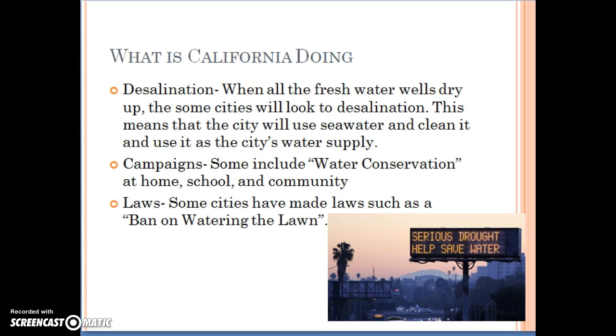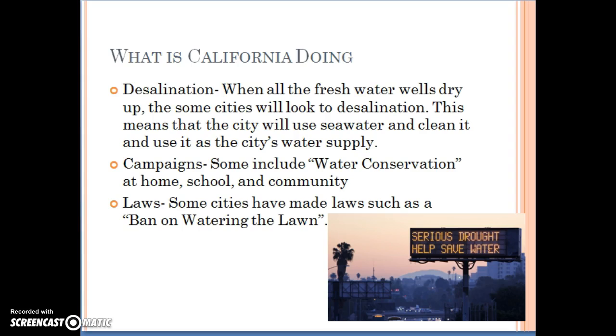Also, there are some laws that have already been initiated by the cities, such as a ban on watering the lawn. So we see some lawns being completely dried up. We see brown lawns because there's just not enough water to support the amount of water that goes to watering our lawns. Some citizens have sprayed a little bit of water on their lawns just to keep them green and fresh. Some cities have said, no, we cannot be doing that.